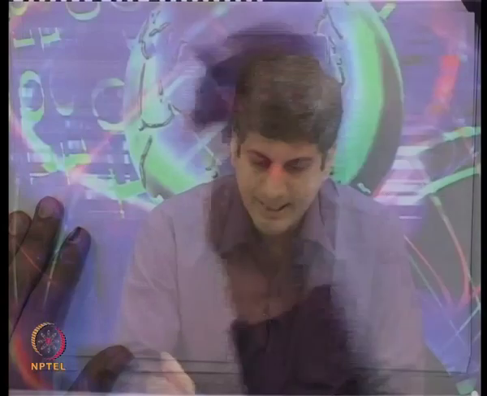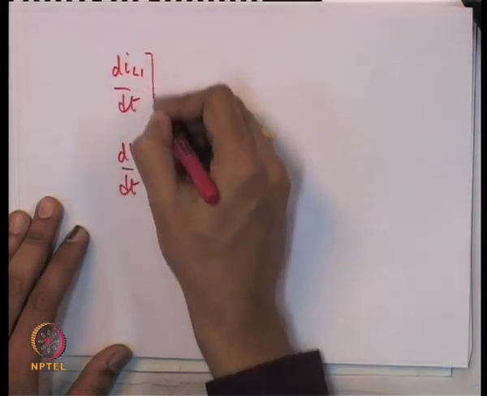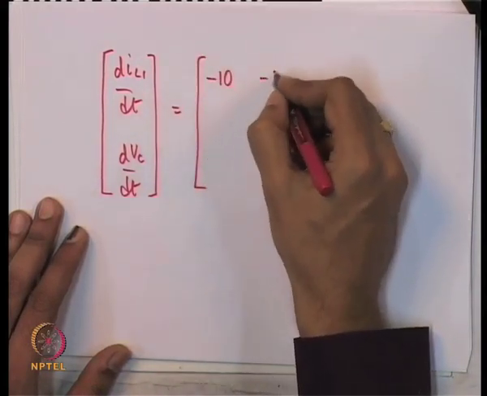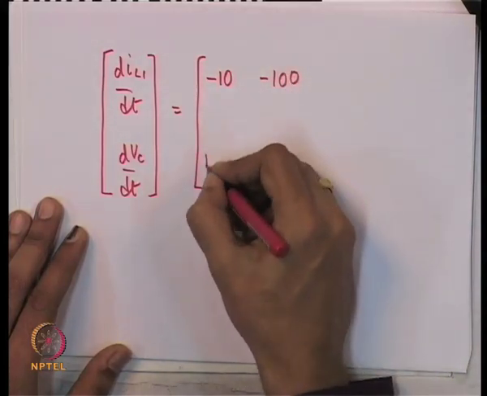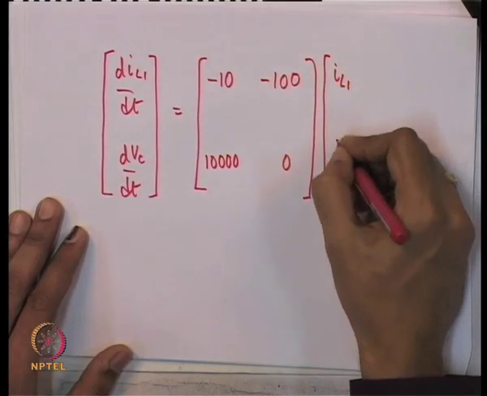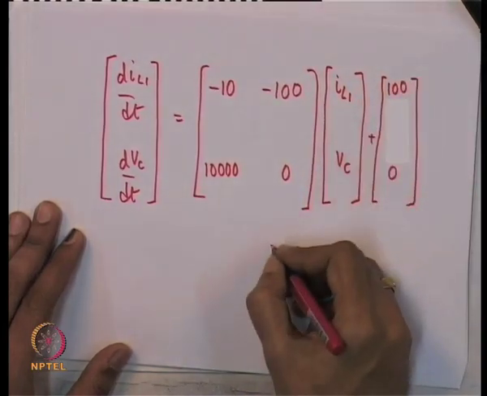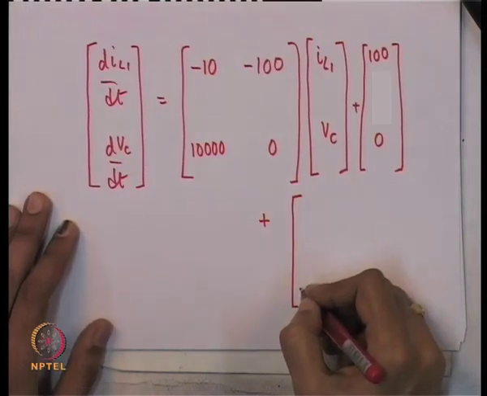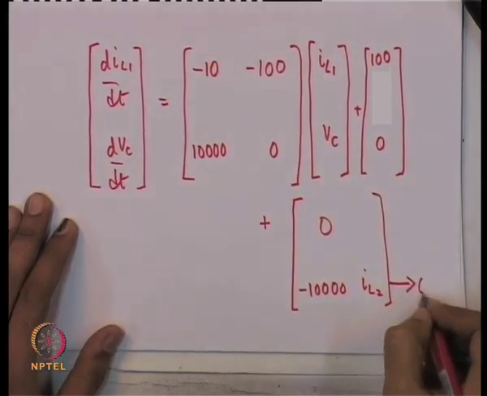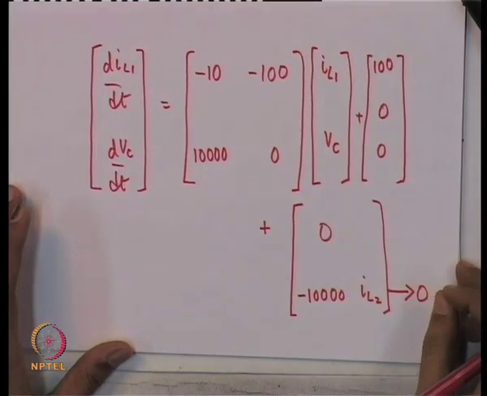In such a case, you will have dIL1 by dt, dVc by dt. You know what IL2 is because I have assumed it to be 0. So you will have simply the state space equations as follows. This is of course 0 because I have assumed that IL2 does not change in the short period which we have. So this is the kind of a converse approximation which we can make.